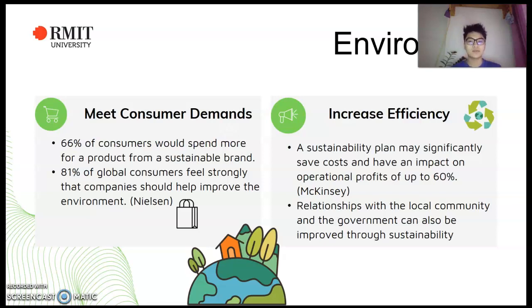A sustainability plan, according to McKinsey, may significantly save operating costs, with profit up to 60%. And relationships with the local community and government can also improve through sustainability.